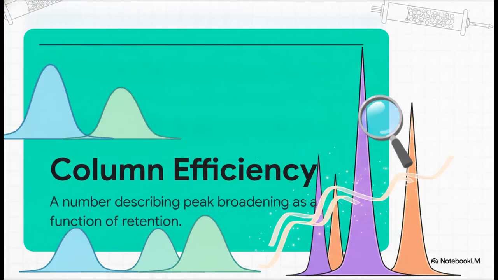Which brings us right to the mathematical countermeasure to band broadening, and that is column efficiency. Column efficiency is a measure that describes exactly how much a peak broadens as a function of how long it's retained in the system. Narrow peaks indicate high efficiency, right? Our objective in laboratory method development is always to keep band broadening to an absolute minimum. In a real-world lab, whether you're testing drug purity or analyzing forensic evidence, high efficiency directly leads to vastly superior separation performance and much cleaner, more reliable data.